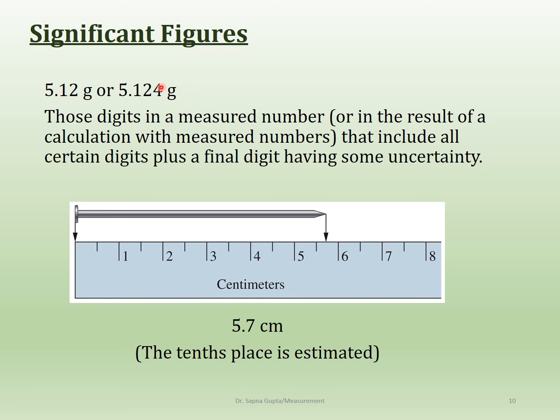And this accuracy actually depends on your instrumentation. If your instrument is good, then you will have good data. If your instrument is not going to measure until the third decimal place, then it's not going to be good data. So it depends on what kind of instrument you're using. The way we define significant figures is those digits in a measured number that include all certain digits, meaning whatever is measurable, plus a final digit having some uncertainty. Which means that you must be able to read at least one number, and then you will have one number more which will be sort of uncertain, not quite readable.